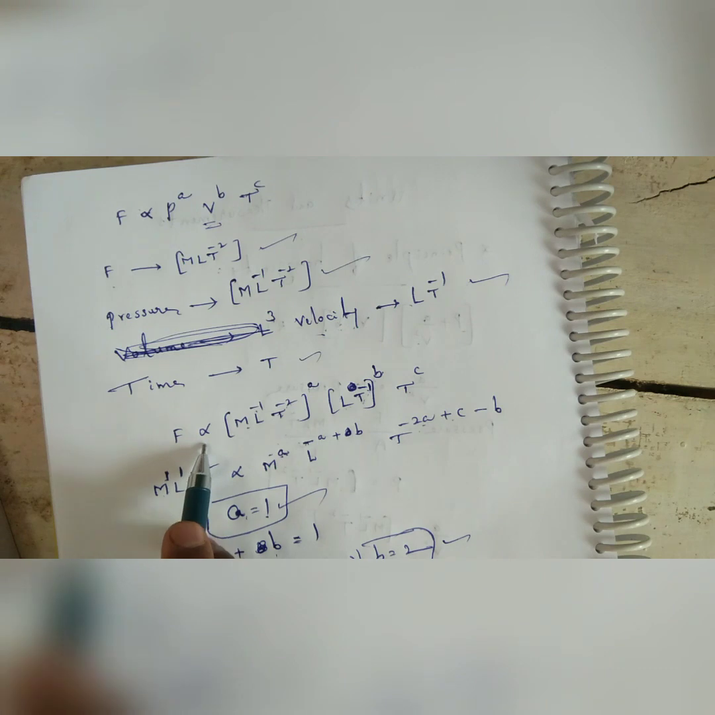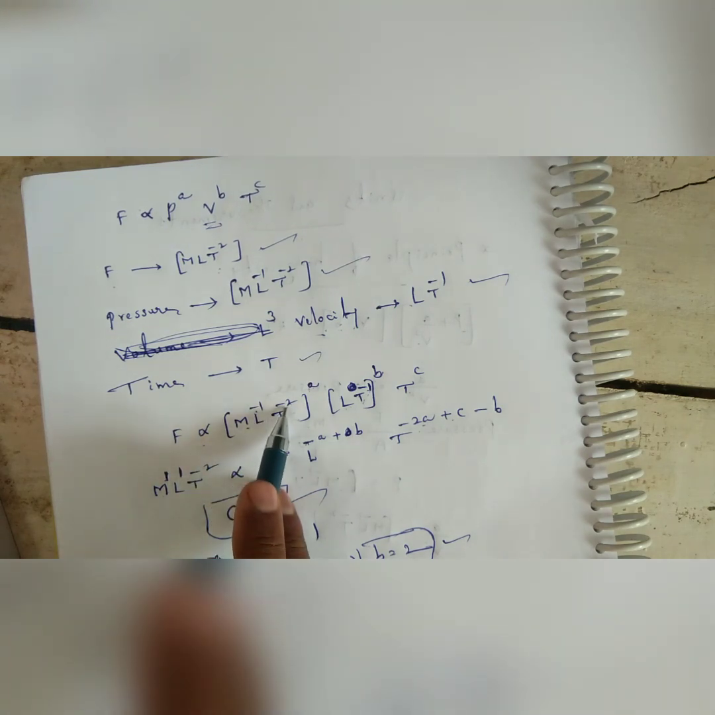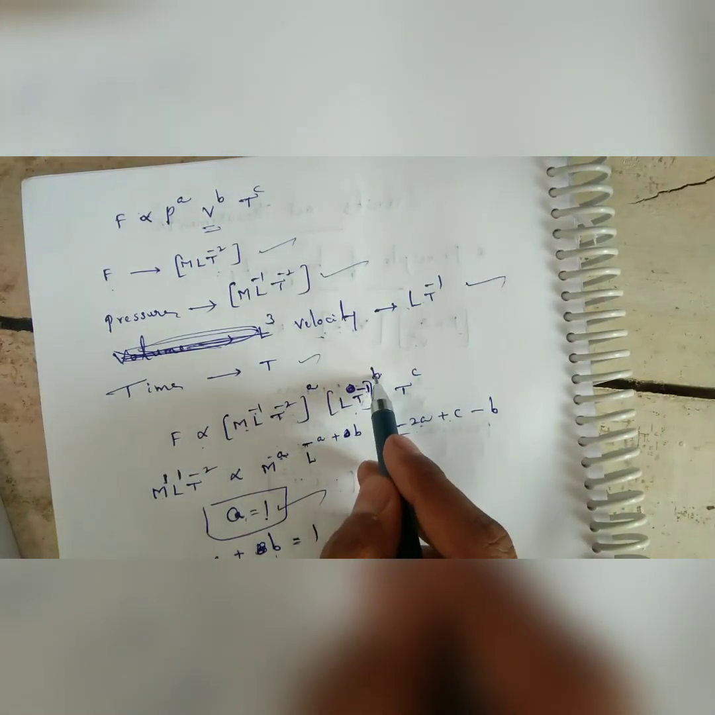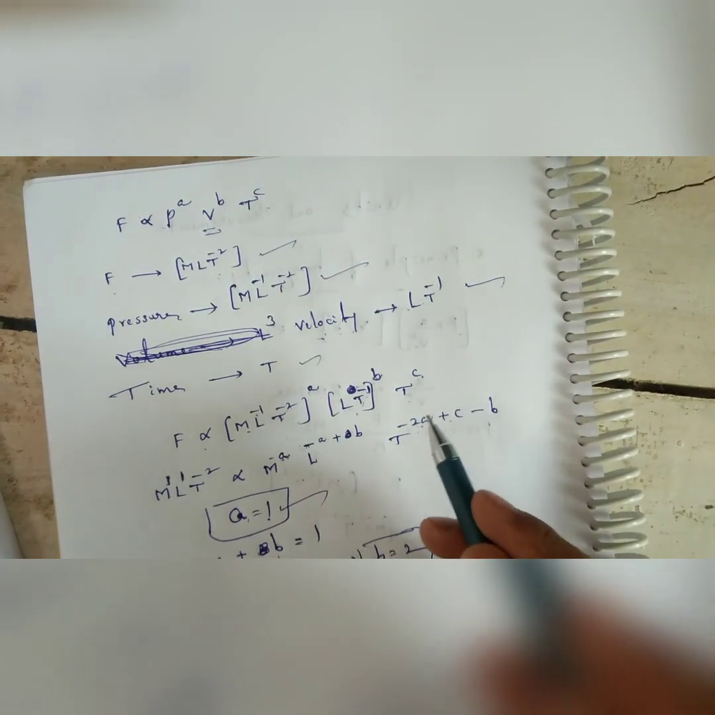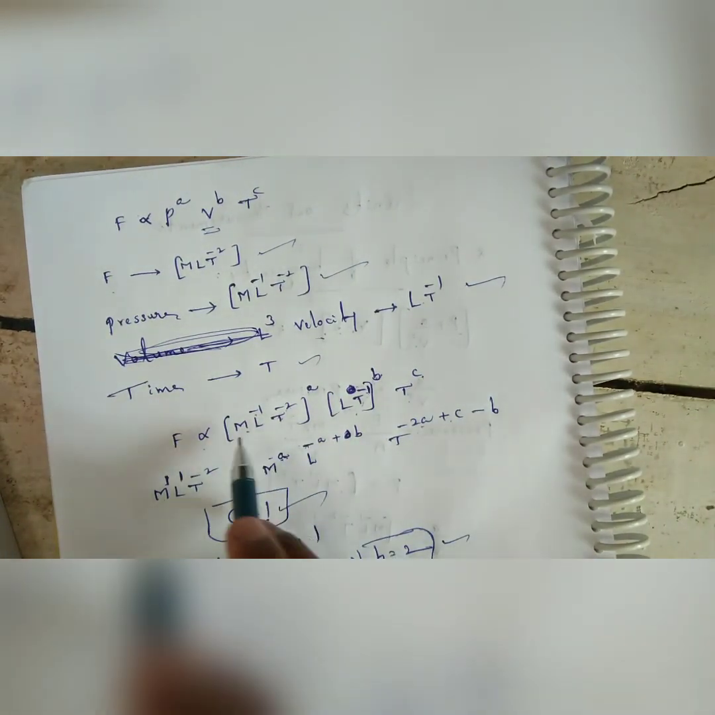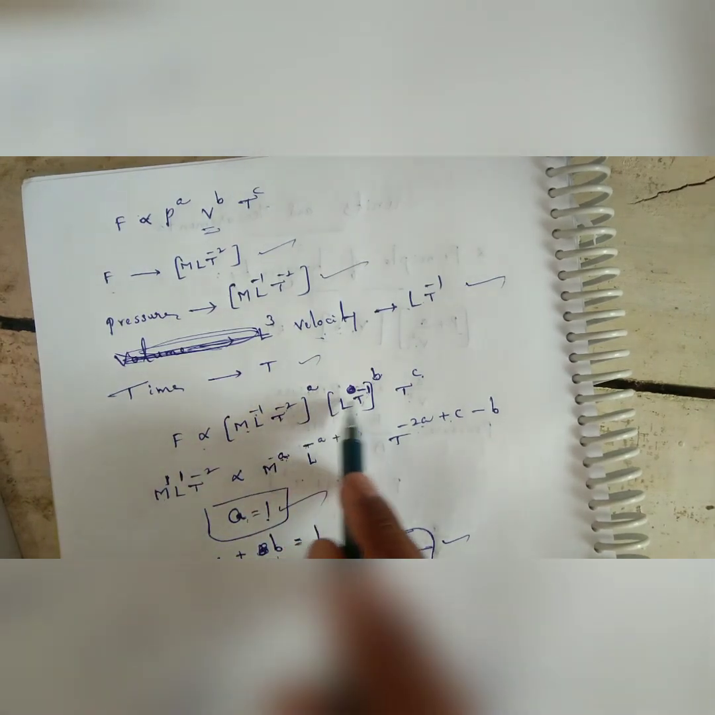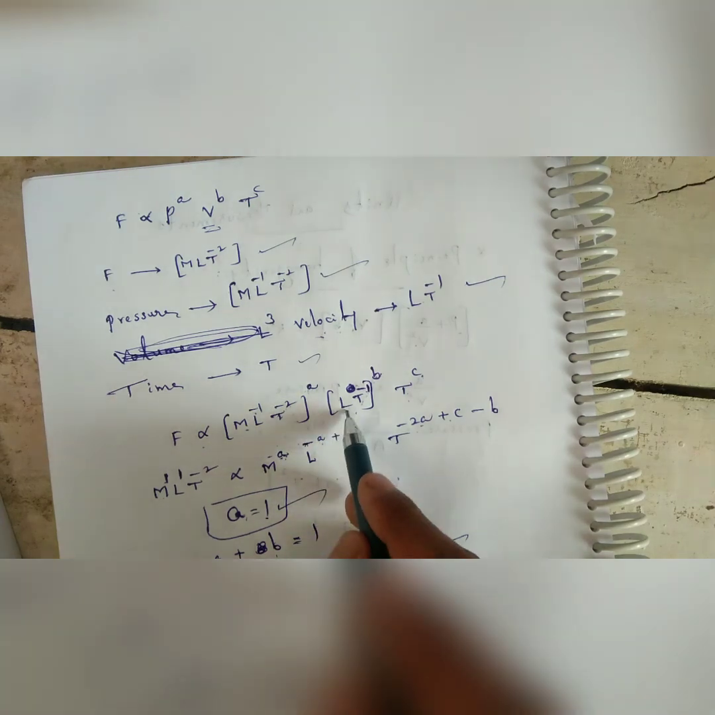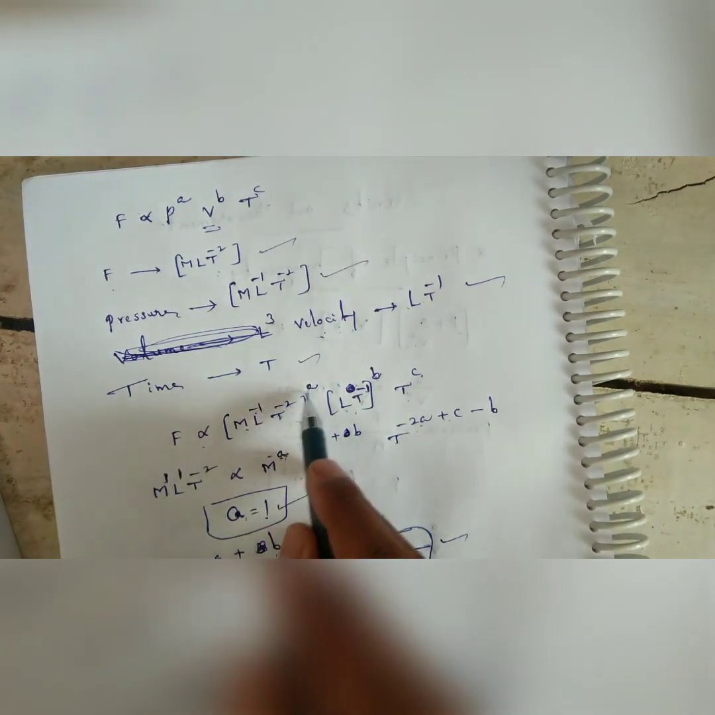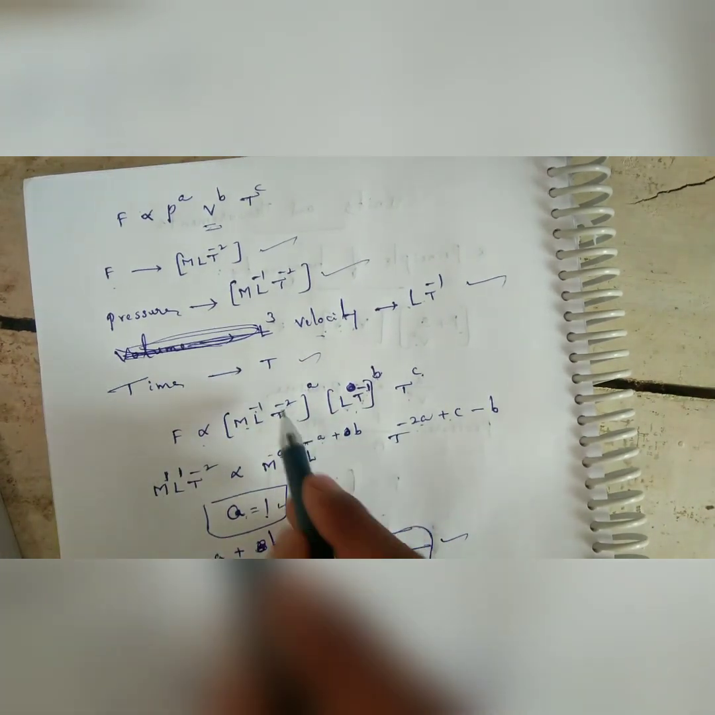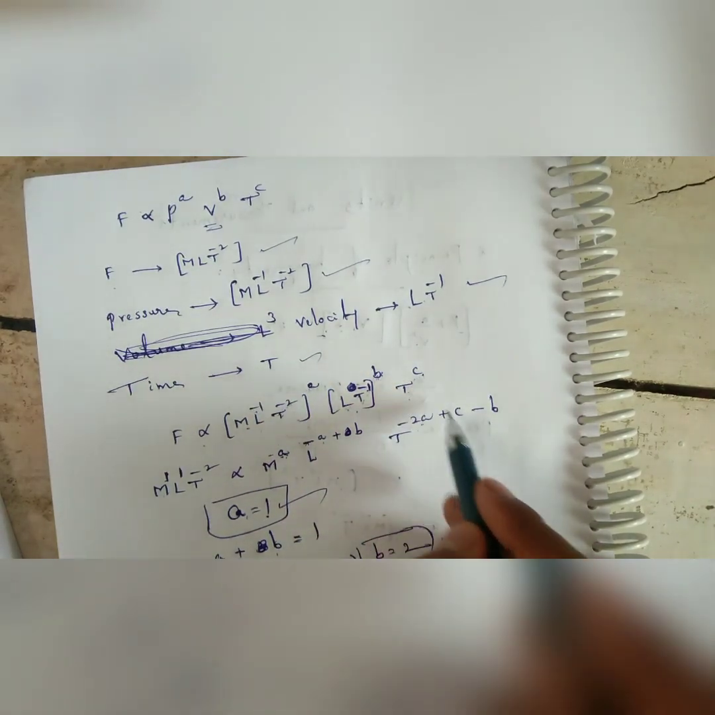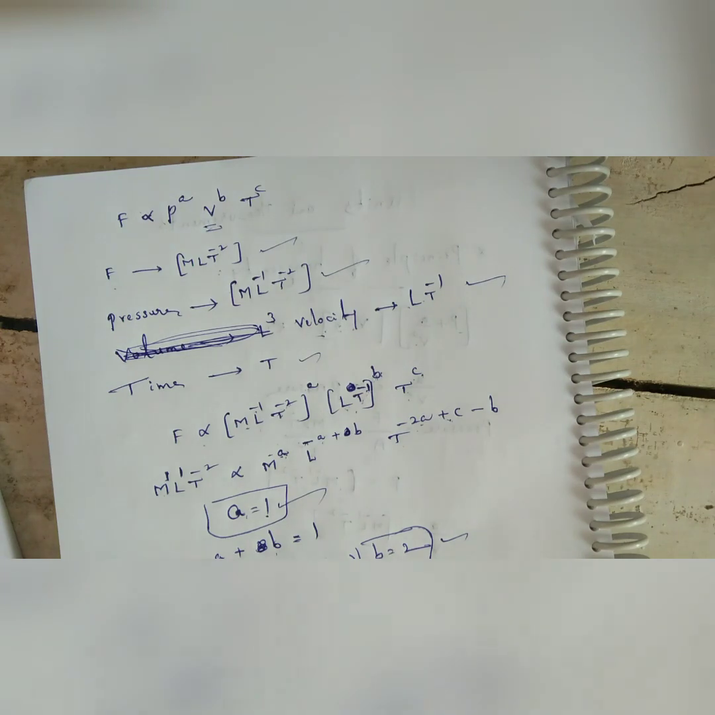Then F is proportional to P, [ML^-1T^-2] whole to the power of A, [LT^-1] whole to the power B, T to the power C. Now if you separate that, M power A, there is no M in any case, L power -A times L power B. So L power -A plus B, T power -2A minus B plus C. Compare the powers on both sides.